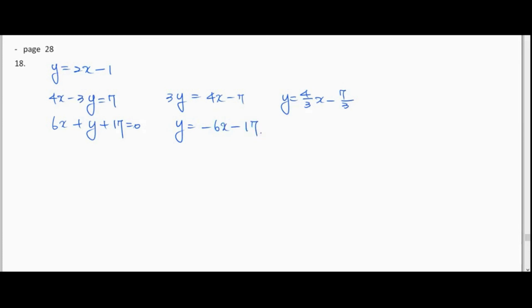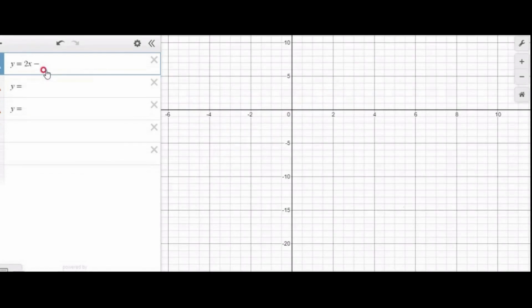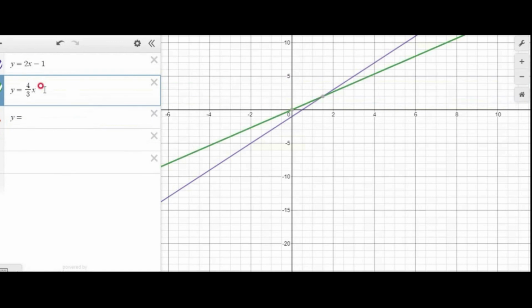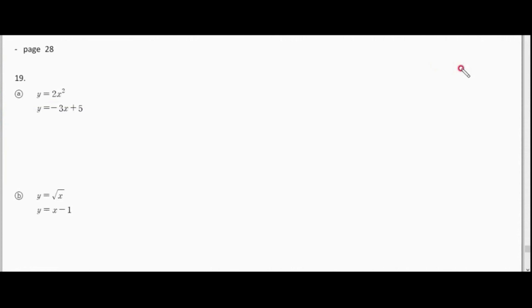And let's just draw this in decimals. I'll just quickly draw it. Like this. After drawing 3 of those, we can see this point of intersection right here, which is minus 2 comma minus 5. So question 18 can be solved easily like this. This is the last question.